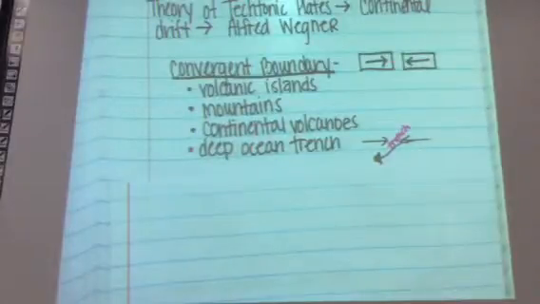So convergent boundaries can make all these different types of landforms. The most common is mountains or volcanic islands. What is continental volcanoes? Just volcanoes on land. Very good.